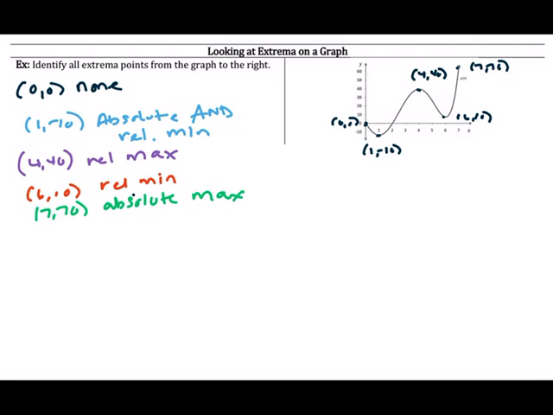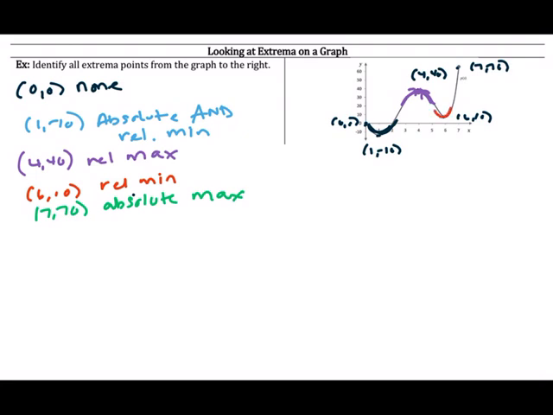(1, -10) is both the lowest point on the entire graph that we're looking at, and it is also a relative min because it's making a little cup shape, a little valley shape here. So it is both a relative and an absolute minimum. The point (4, 40) is not the highest point on the graph, but it's definitely the highest point in this region. It makes a hill shape, so we would say that is a relative max. It is the maximum value around in the area, or the neighborhood, that it's in.